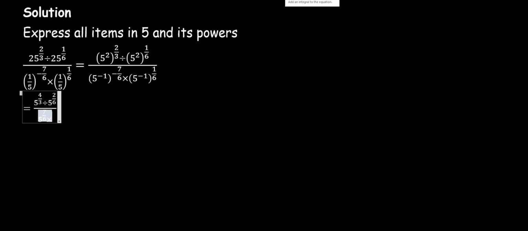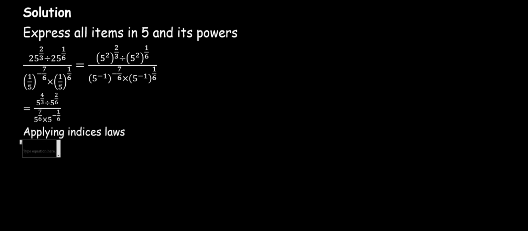Then at the denominator, minus times minus power will cancel out to become plus. So we now have 5 raised to power 7 over 6 times, with the minus in the other value at the denominator, minus 1 times 1 over 6 in the power will become 5 raised to power minus 1 over 6. Now, applying indices laws, at the numerator, since they are the same base 5, we have 5 raised to power 4 over 3. Division is minus, so in powers, we have minus 2 over 6.